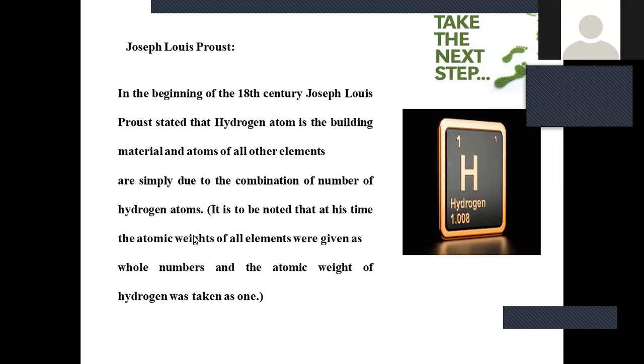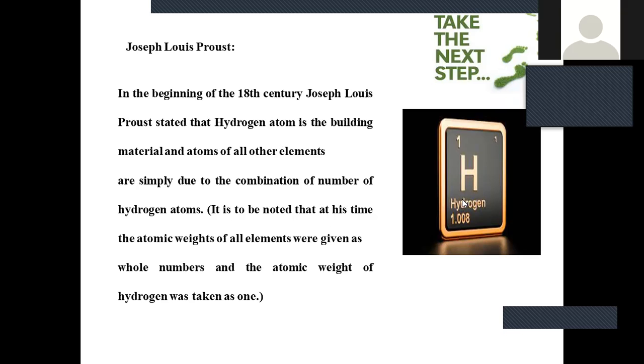Due to simple combination of a number of hydrogen atoms, he noted that atomic weights of the elements were given as whole numbers, and the atomic weight of hydrogen was taken as one. So his theory is not exactly scientific. But one important point he assumed is exactly right till now also: that hydrogen's atomic weight is considered as one only. When you go with any kind of experimentation, till now also you will get its atomic weight as one only. That is the only correlation with his theory, which was invented in the 18th century. But his assumption is entirely wrong. It is not possible to locate hydrogen in all the compounds.